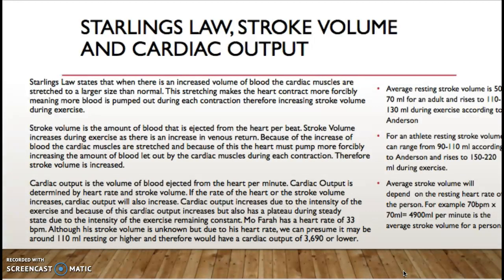Mo Farah has a resting heart rate of 33 beats per minute. Although his stroke volume is unknown, due to his heart rate we can presume it may be around 110 milliliters resting or higher. Therefore, he would have a cardiac output of 3,690 or lower.